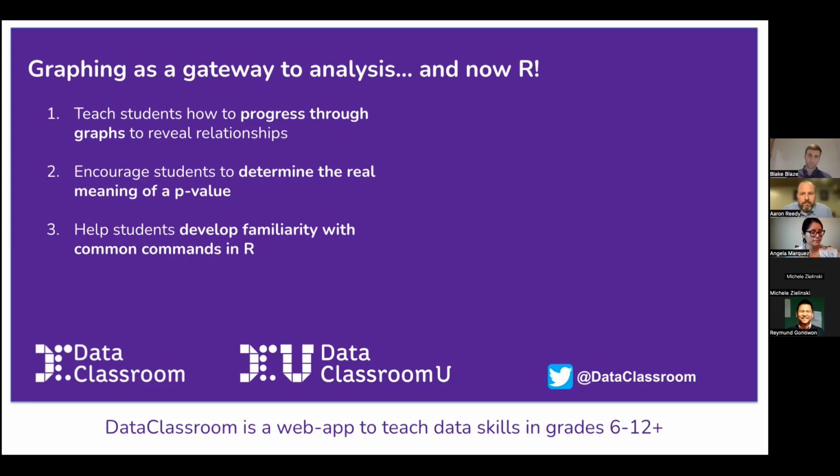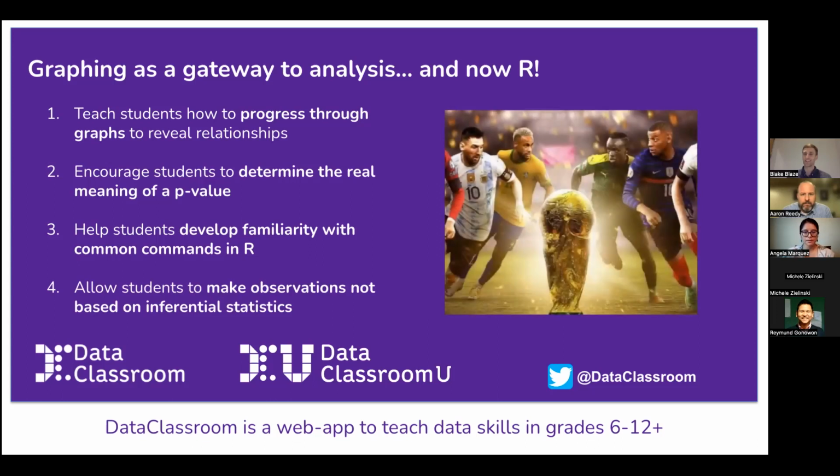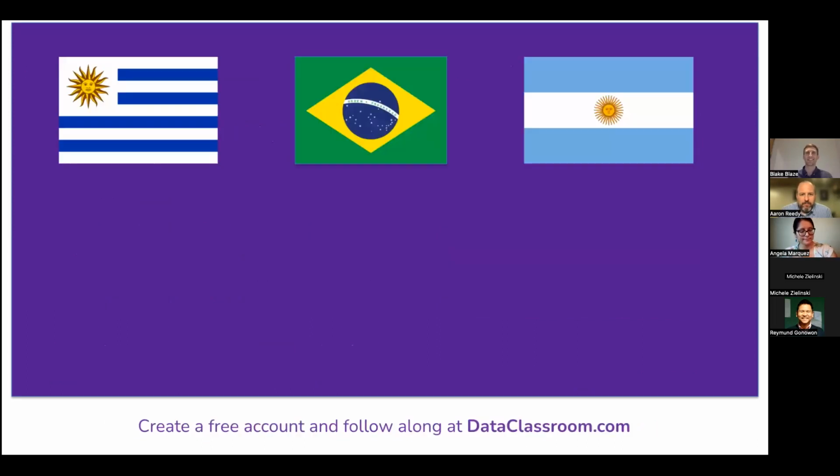And if we have time, we're going to talk about how it's important to allow students to make observations that aren't necessarily restricted to the outcomes of inferential statistics. There are a lot of things that you can see about data. You can tell about the story that data is telling you without relying on a t-test. And we're going to do all of that tonight with a data set I worked on over the past couple of days, focusing on the World Cup. So I hope we're presenting a topic that's relevant and interesting to students.